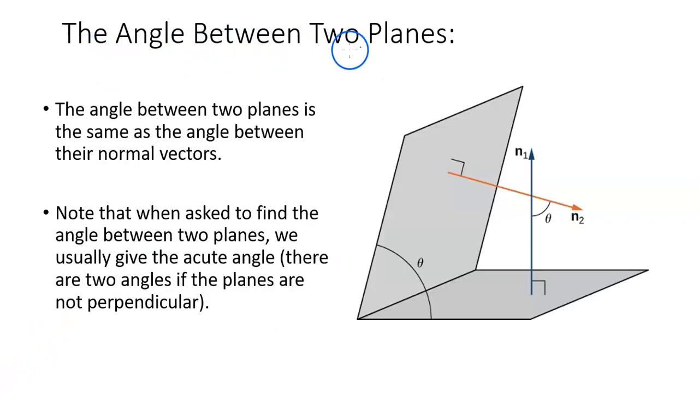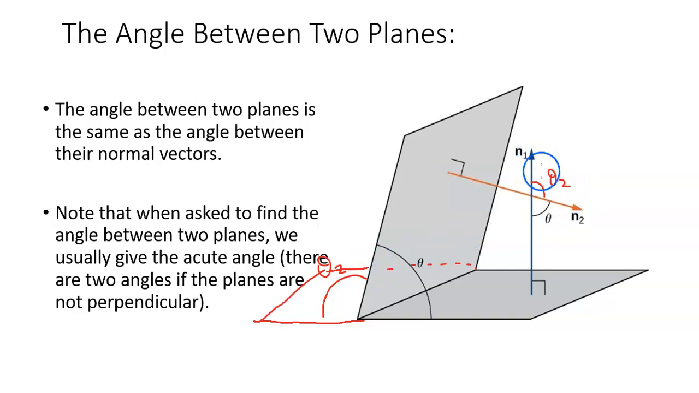So, the angle between two planes. The angle between two planes is the same as the angle between their normal vectors. Notice that there are actually two angles between their normal vectors. This corresponds to, well, if you were to continue this bottom plane on, then this theta 2 angle would correspond to this angle here, theta 2.